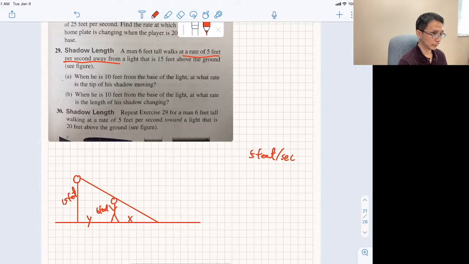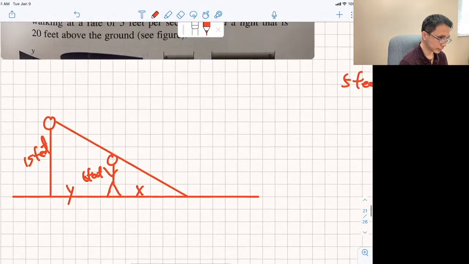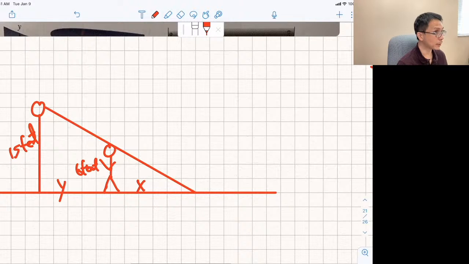Wait, where's the x? Is the x this side or is it the bottom? It's right here. He's walking away from the light. Is that dy dt or dx dt? Couldn't it be both, but they're just inverse? Like dy dt would be positive 5, and dx dt would be negative 5. Can it be both? Okay, I see that reasoning.